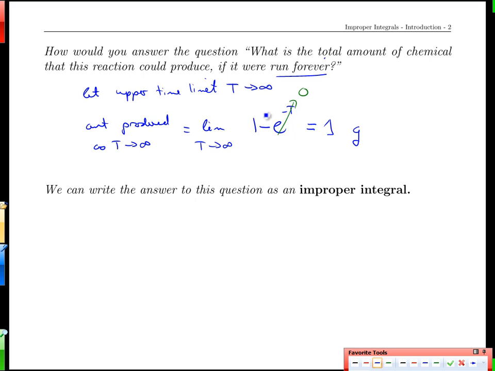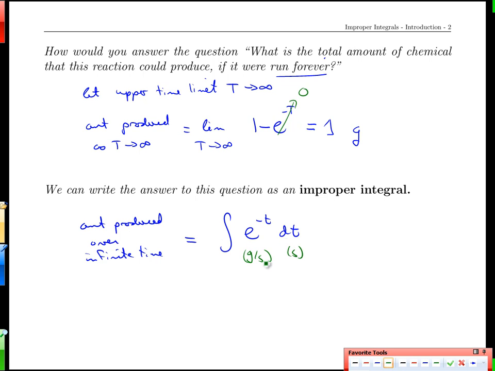Okay, we've derived this and done sort of a limiting idea. How could we have written this question out in mathematical terms to start with? Well, this amount produced over infinite time would be exactly the integral we talked about when we started. We'd have the exponential with a dt, because this is in grams per second, and then we talk about time in seconds. So we have our sum that gives us grams.